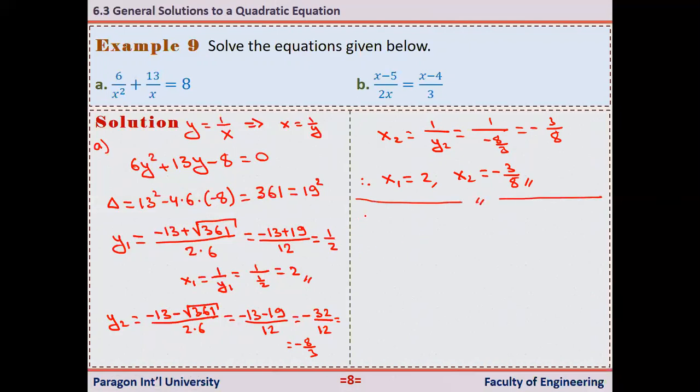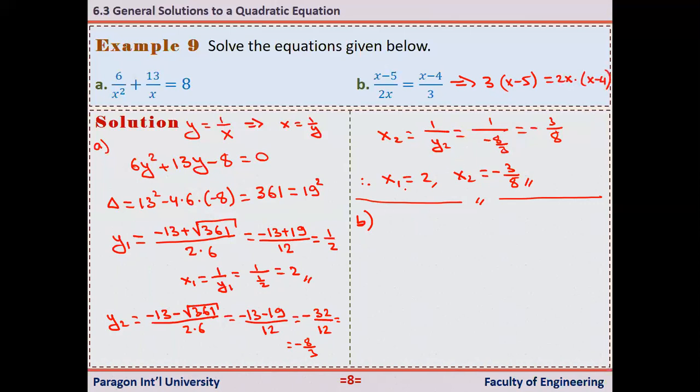In question B, as you see here, we don't know if it's a quadratic equation or not, but we are hoping that after doing some manipulation and simplifying this, we will get a quadratic equation. On the left-hand side, we have one fraction. On the right-hand side, we have one fraction. We can just cross multiply, right? And I will get here 3 times x minus 5 is equal to 2x times x minus 4.